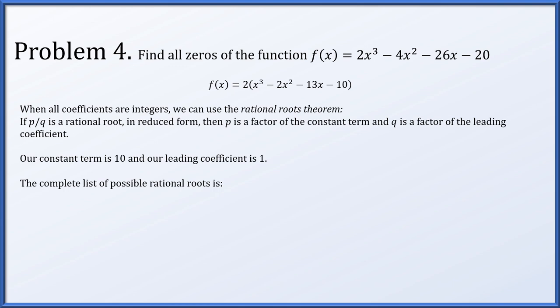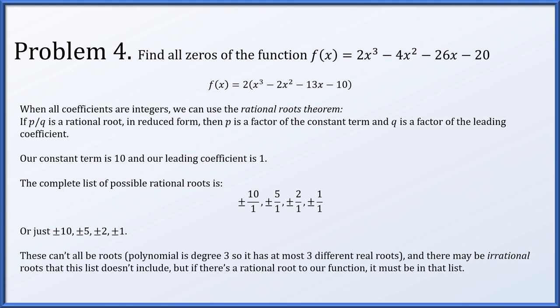Well, we're looking for p over q, where p is a factor of 10 and q is a factor of 1. So plus or minus 10 over 1, 5 over 1, 2 over 1, and 1 over 1. The denominator 1 can essentially be ignored, so the possible rational roots are plus or minus 10, 5, 2, and 1. Now these cannot possibly all be roots.